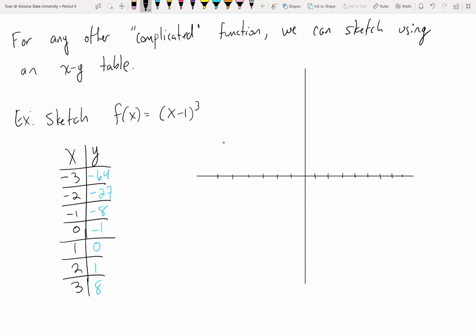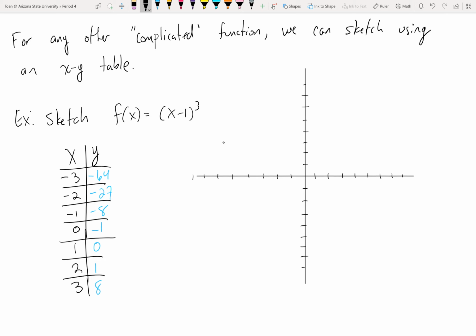4, 5, 6, 7, 8. I did not space that out correctly. 1, 2, 3, 4, 5, 6, 7, 8. And I guess I only needed space for the y's, not the x's.